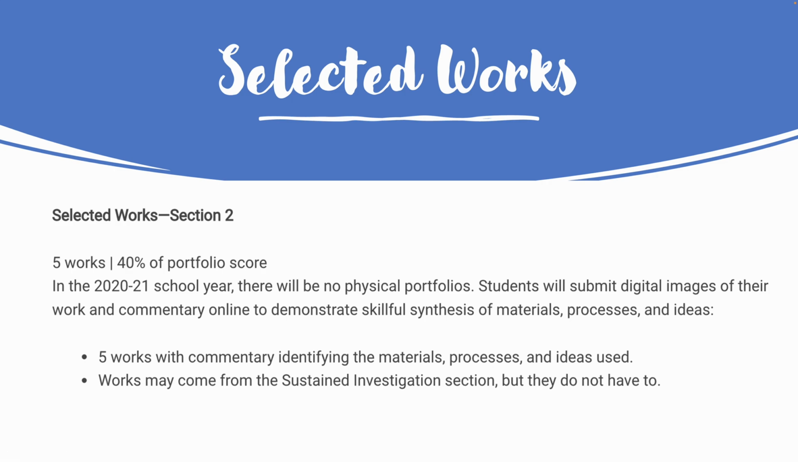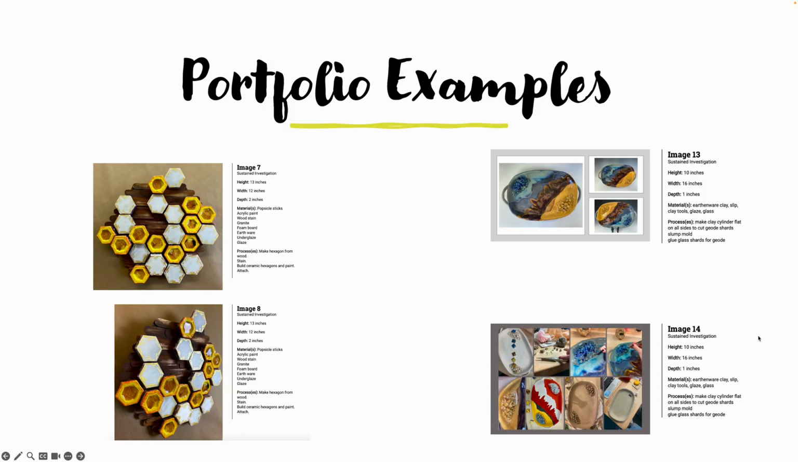Returning to the selected works, there are 5 separate works. Again, your student can use things that they've made in other 3D classes. They will include commentary identifying the materials used, processes used, and the ideas that they used to create those 5 pieces. Here are some examples of previous student portfolios on the AP digital application website. Students can submit composite pictures, generating lots of information showing a work's development.